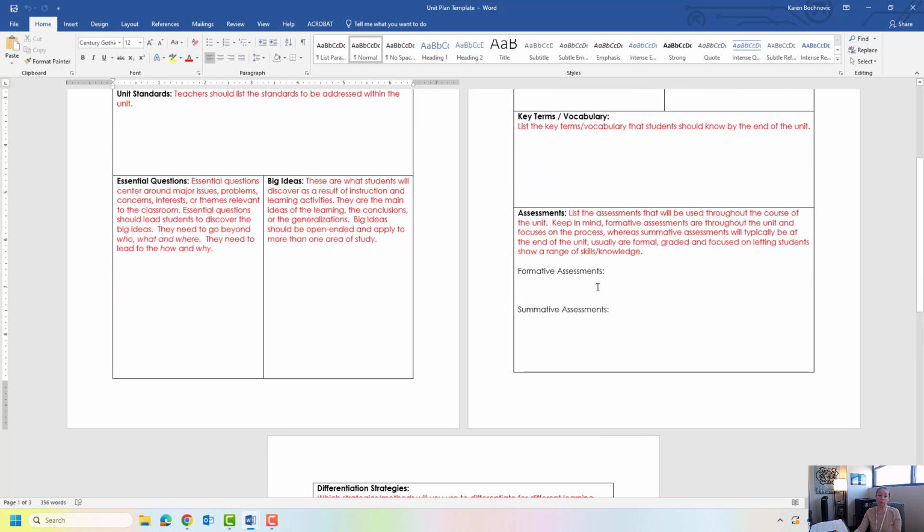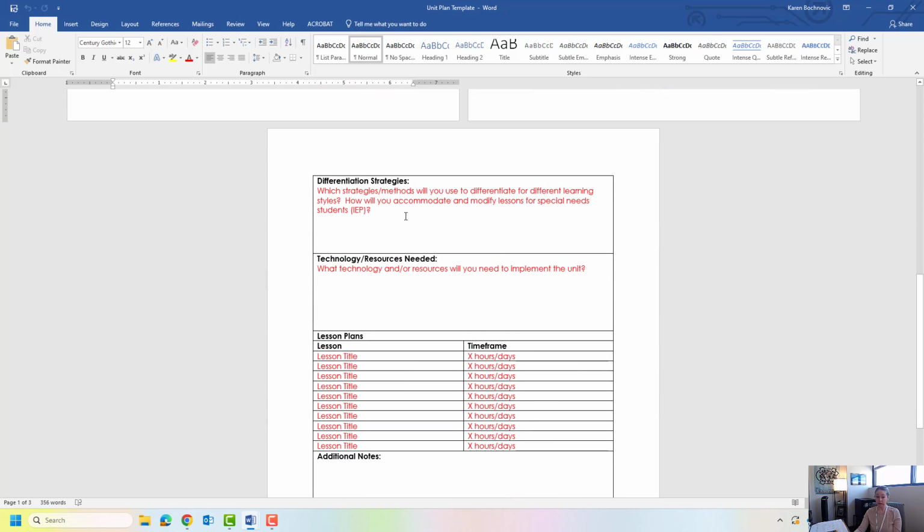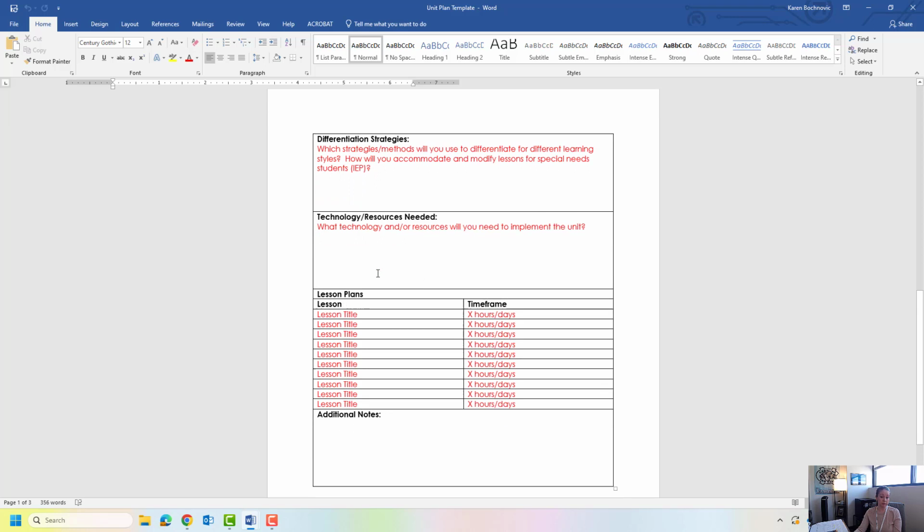This is a big one. What assessments are you giving in this unit, both formative and summative assessments? How would you differentiate this unit for students with special needs or for different learning styles? What technology or resources are you going to need to incorporate in this unit?